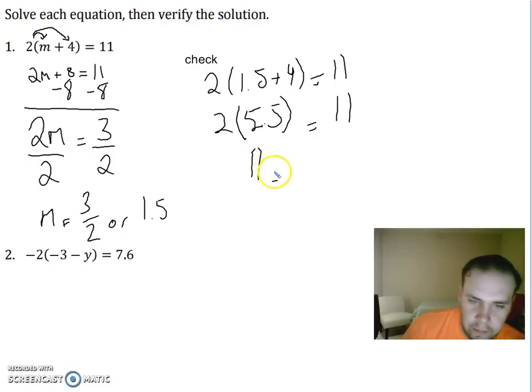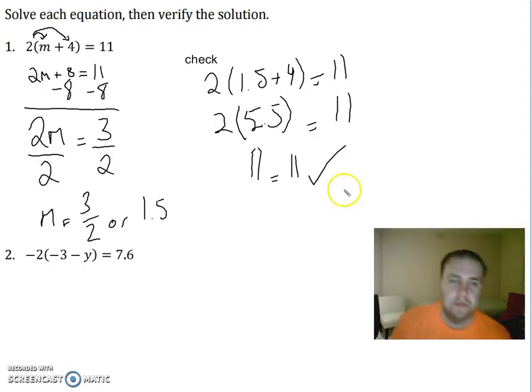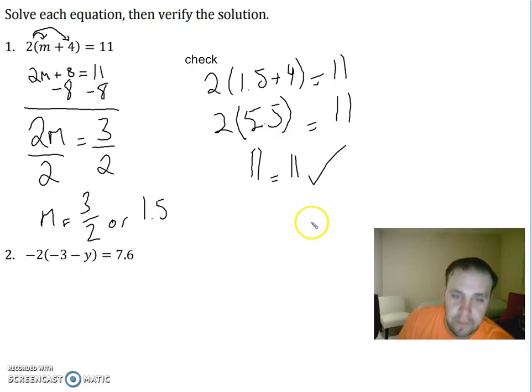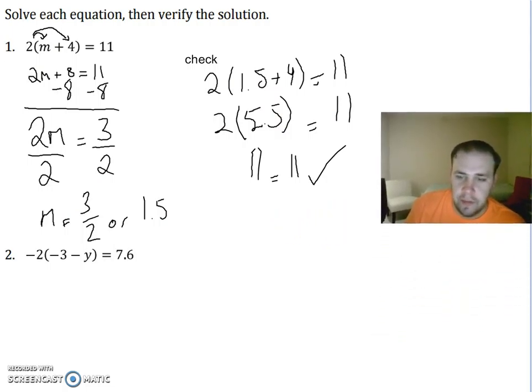So therefore, I have verified my solution by substitution. So I put in, or substituted in, 3 over 2, or 1.5, into the original equation, and then I verified it. So let's do the same with the other one. If you want to take a second and pause this video to try it yourself, go right ahead.